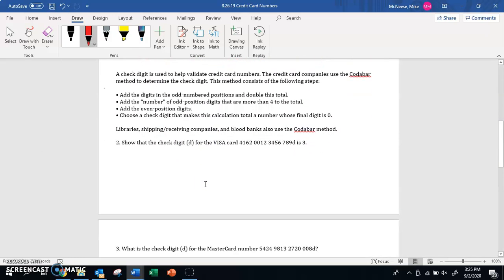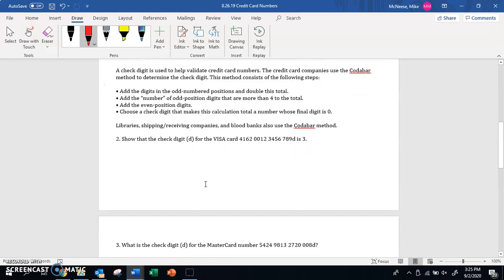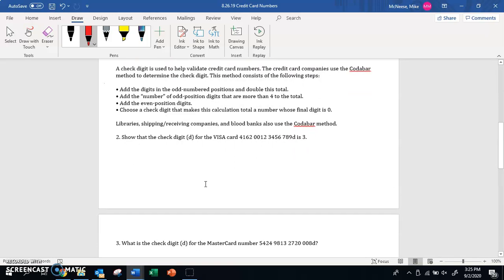All right, so it says a check digit is used to help validate credit card numbers. The credit card companies use the Codebar method to determine the check digit. This method consists of the following steps. So first step is to add the digits in the odd numbered positions and double them. So basically 2 times odd digits. Add the number of odd position digits that are more than 4 to the total. Add the even position digits, and choose a check digit that makes this calculation a total number whose final digit is 0.